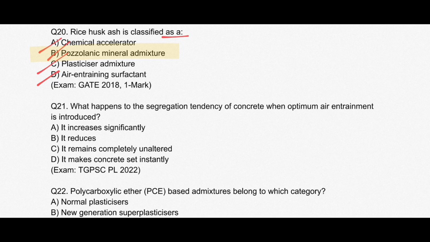21st question. What happens to the segregation tendency of concrete when optimum air entrainment is introduced? The options are: option A, it increases significantly; option B, it reduces; option C, it remains completely unaltered; option D, it makes concrete set instantly. మనకి సెగ్రిగేషన్ అనేది ఏమైతుంది అని అడుగుతున్నారు. మనం ఎయిర్ ఎంట్రైనింగ్ అనేది యాడ్ చేసినప్పుడు ఏమైతుంది? It decreases. సో ఆప్షన్ బి ఇస్ ద కరెక్ట్ ఆన్సర్. ఓకే.